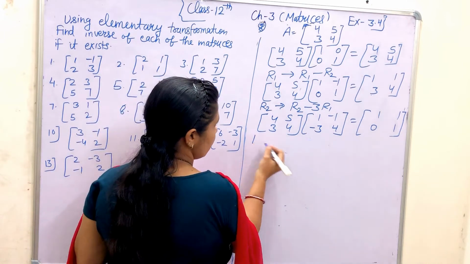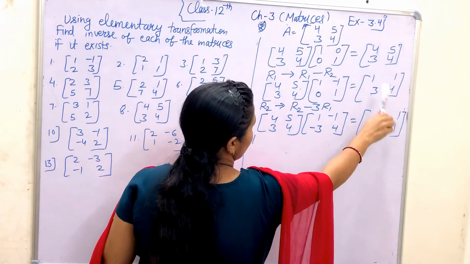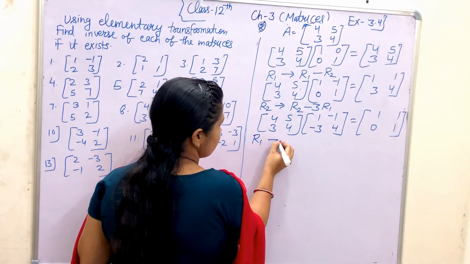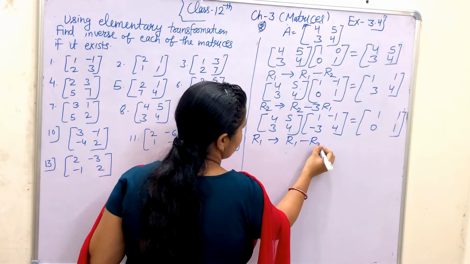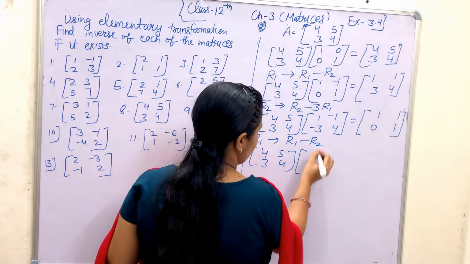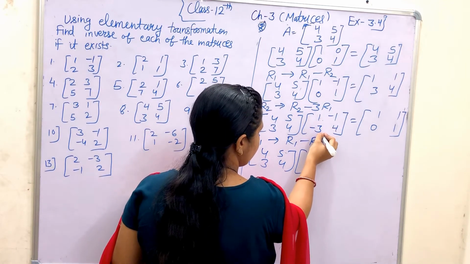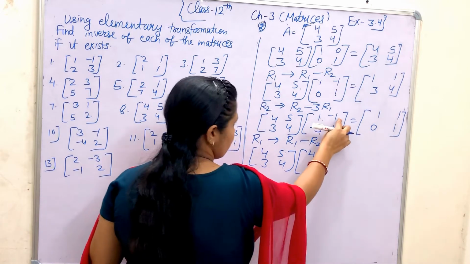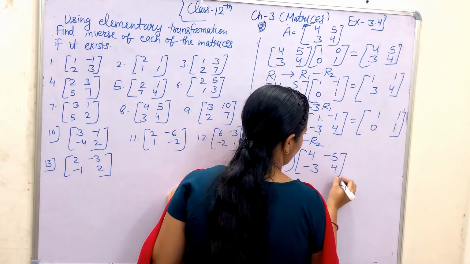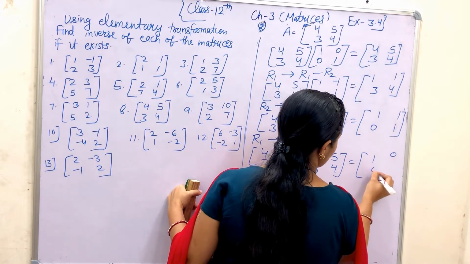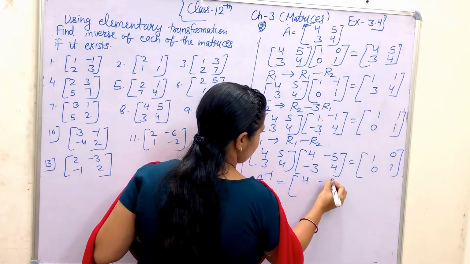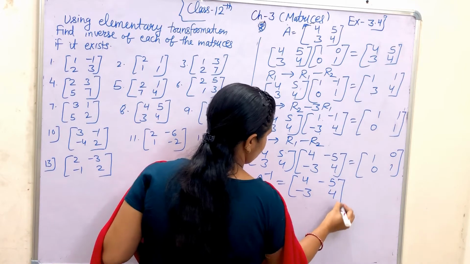Now for making our A12 element 0, we apply on R1, that is R1 minus R2. 4, 3, 5, 4. Here is R1 minus R2. 1 minus minus plus 3, that is 4. Minus 1 minus 4, that is minus 5. Minus 3 and 4. Here is 1, 0, 0, 1. So we get our inverse as 4, minus 5, minus 3 and 4.